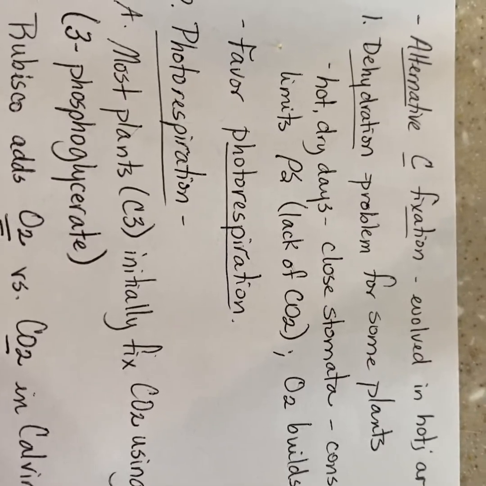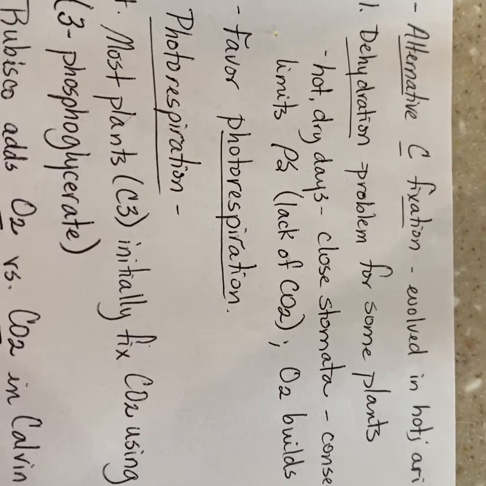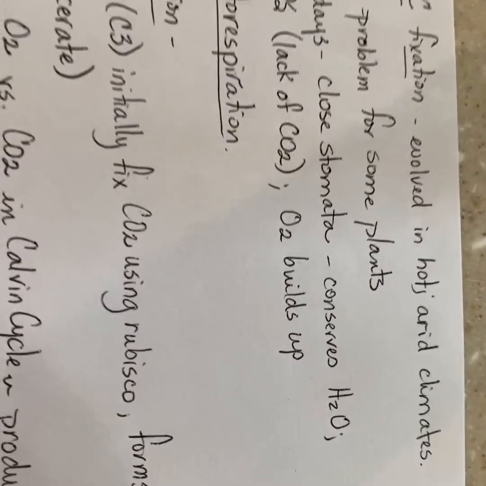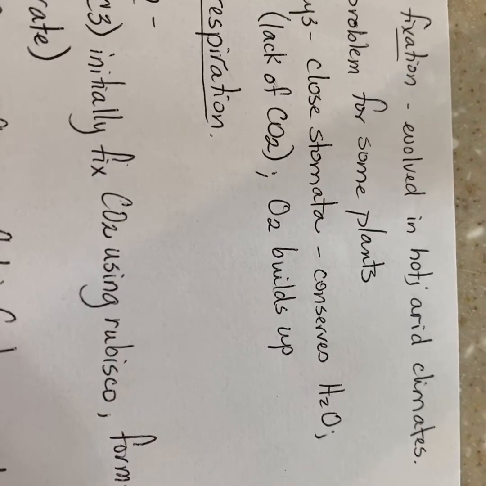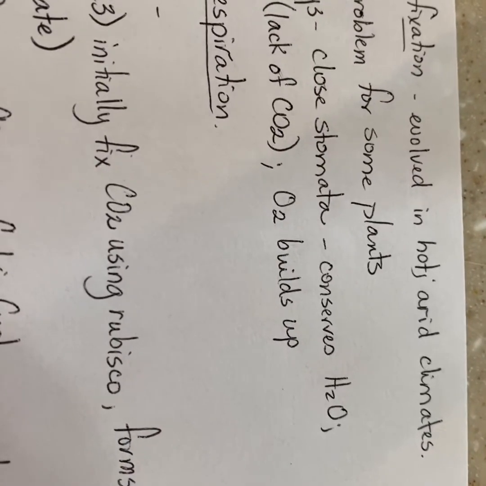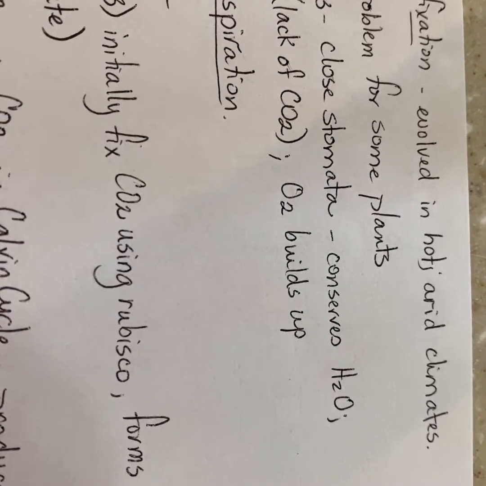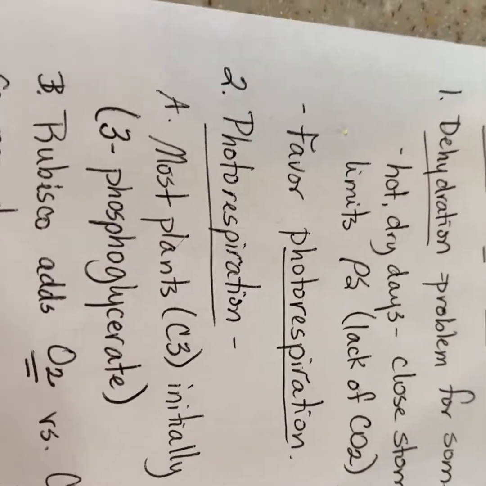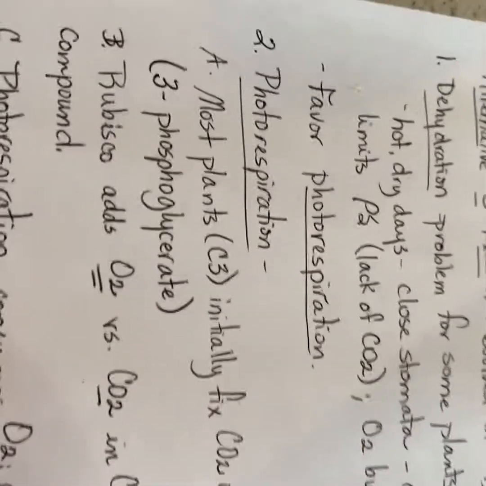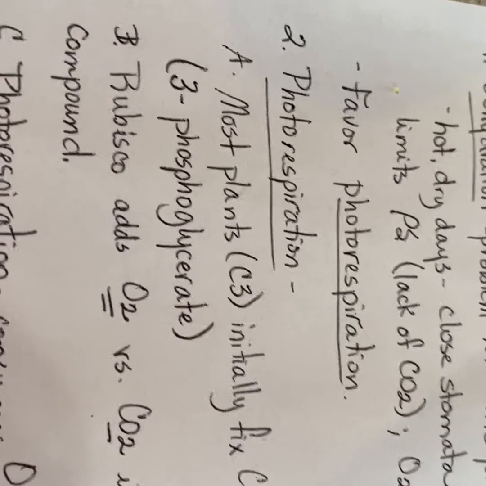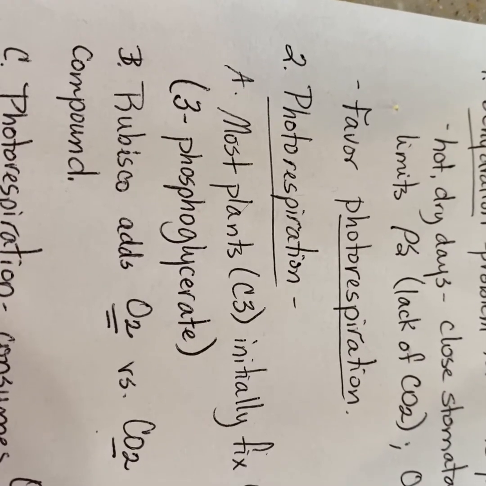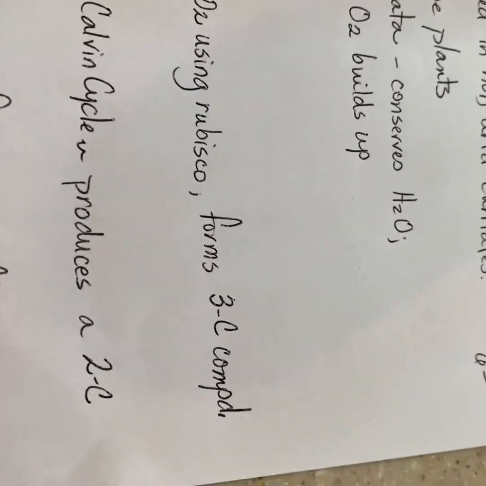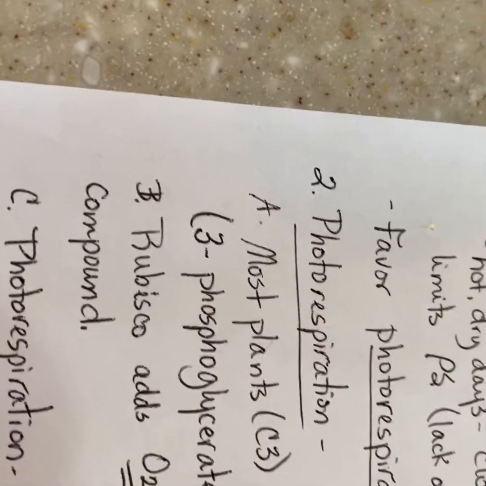Most plants, and they're called C3, which simply stands for I'm going to be making a 3-carbon compound, initially fix carbon dioxide, just like we talked about in the light-independent reaction, using the enzyme Rubisco. And this forms 3-carbon compounds, specifically 3-phosphoglycerate. Well, Rubisco is a very weird enzyme because it can also utilize oxygen instead of carbon dioxide in the Calvin cycle, and it produces a 2-carbon compound.